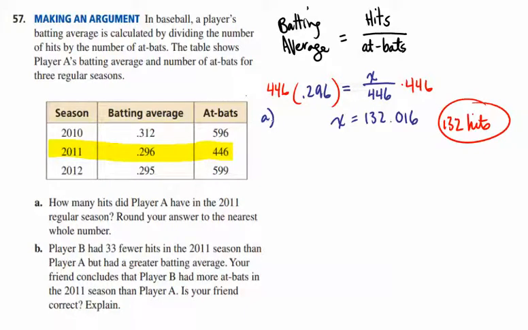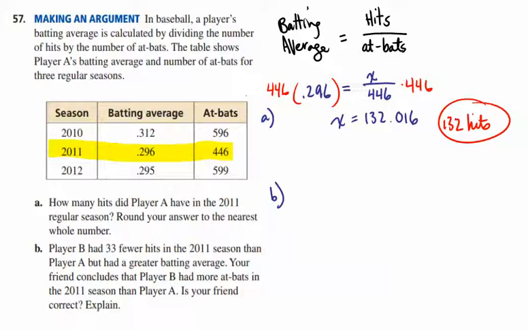Now for part B. Part B talks about player B, but all of the statistics in the table that we have there are for player A. So player B has to have something else that's not listed in that table. Player B had 33 fewer hits in the 2011 season than player A, but had a greater batting average. Your friend concludes that player B had more at-bats in the 2011 season than player A. Is your friend correct? So let's see what happens.